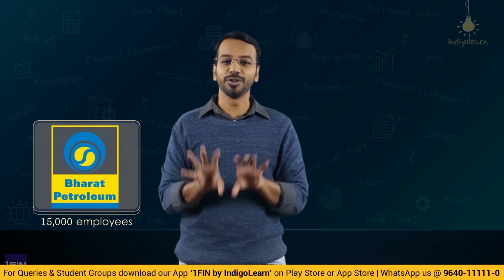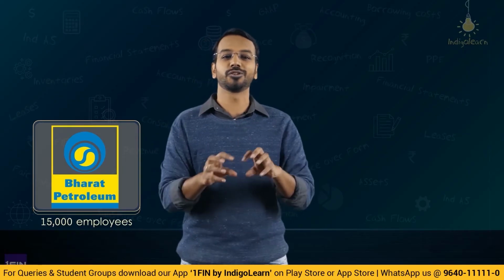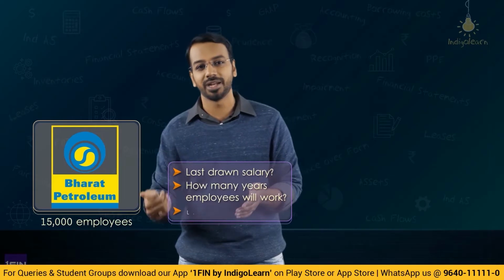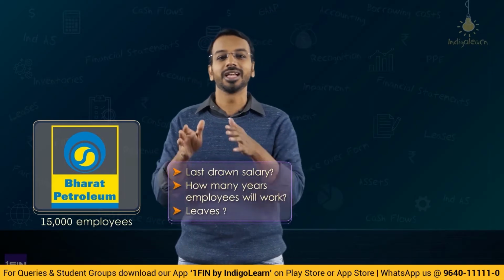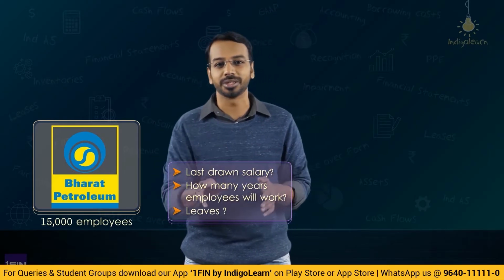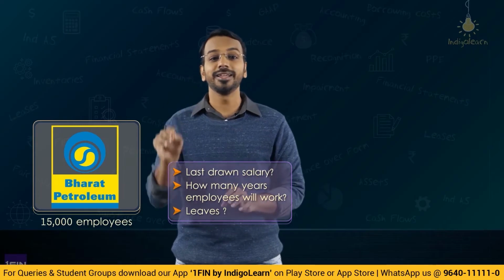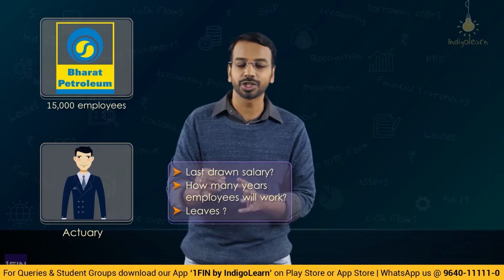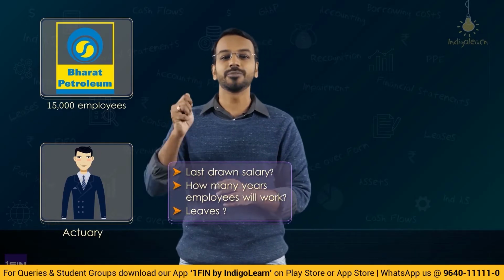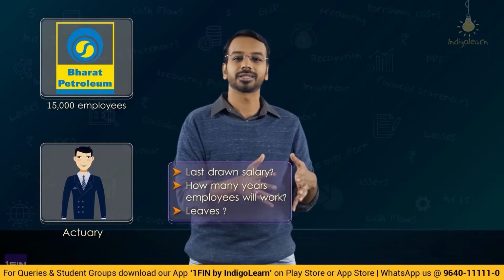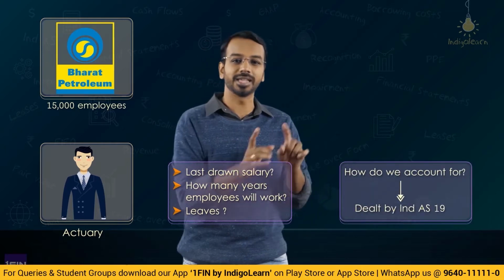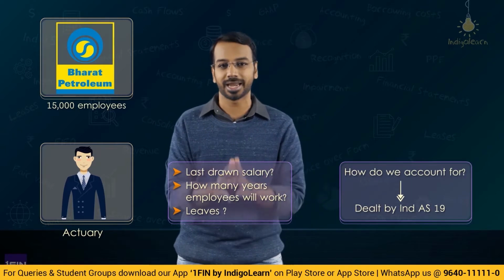Now, one thing, we don't need to calculate all of these things. What will be the last drawn salary, how many years will an employee work, how many leaves will an employee take. We are not here to calculate those things for the company. That will be done by an independent professional called an actuary. Okay, so there will be an actuarial valuation, a professional who will be estimating all of these things. What we are interested in is, how do we account for these things? That is what is covered as a part of Ind AS 19.